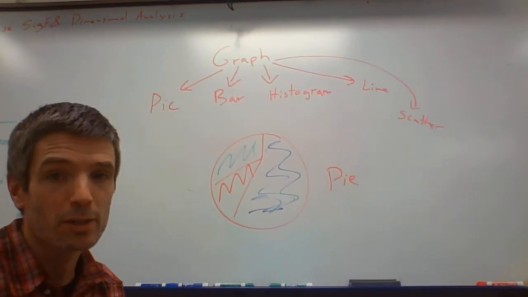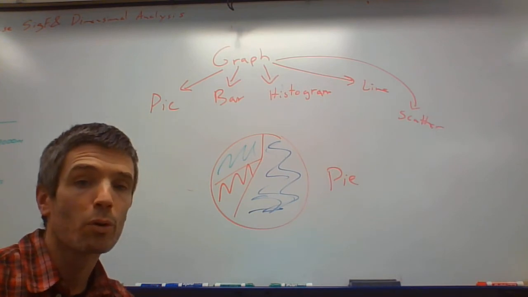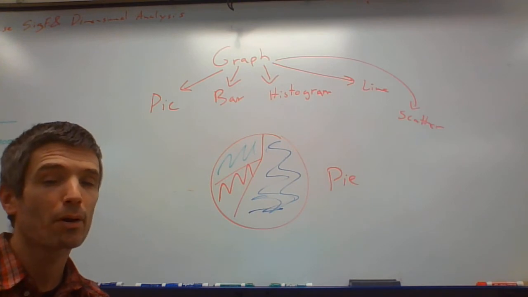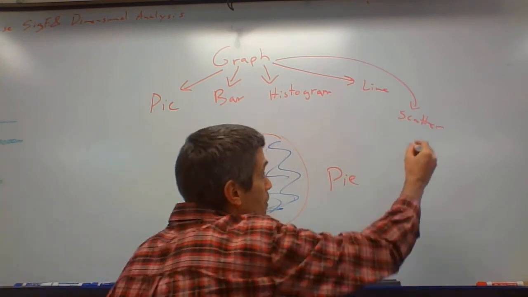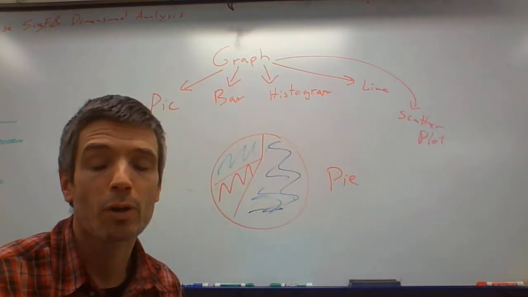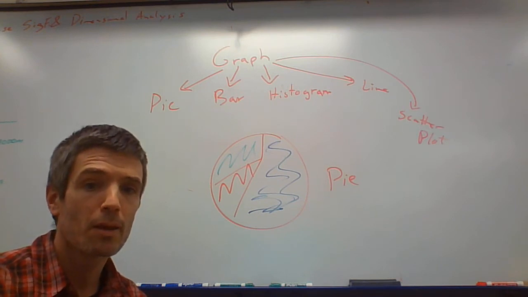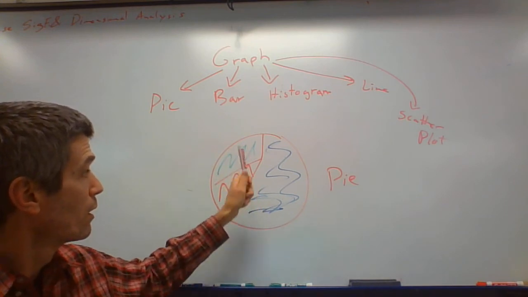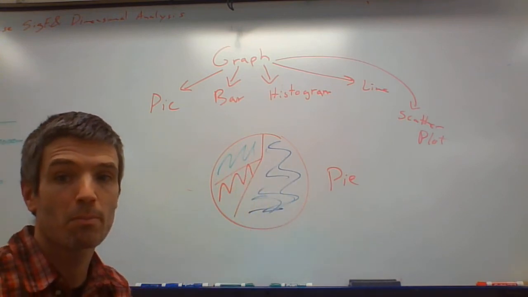Now we're going to talk about the different types of graphs that you could make with your data. There are 5 types. There's pie, bar, histogram, line, and scatter plots. There are other types of graphs, but these are the 5 that we're going to cover. A pie graph is categorical and quantitative. It represents the part to a whole.